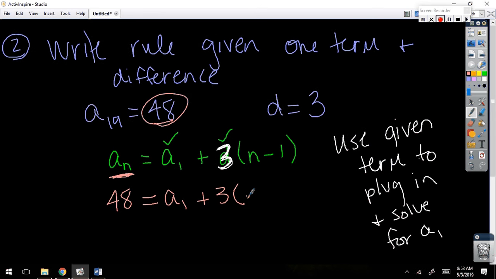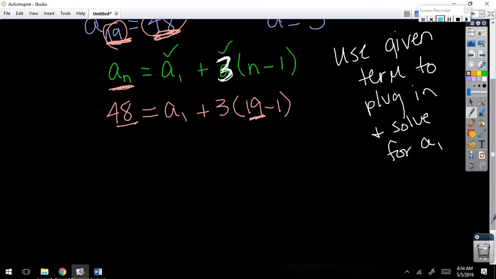It's saying if you plug 19 into the equation, it should give you 48, right? That's the way it works. When you plug the n in, it spits out the term. So if I plug in 19, which I did, it better spit out 48. So now you have a linear equation that needs to be solved. That's easy peasy. We're going to solve for A1.